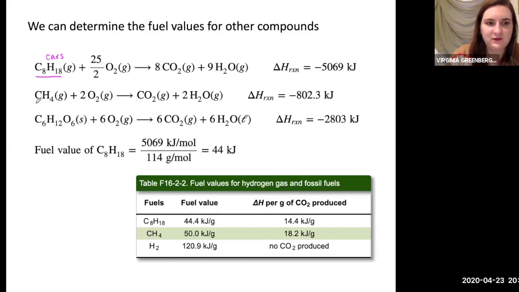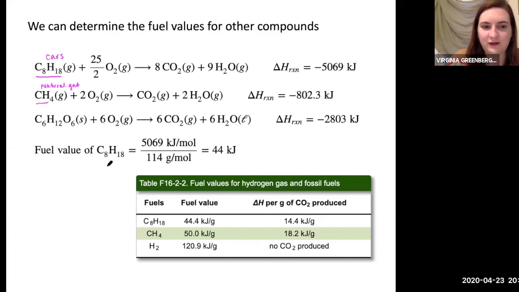And then here we have methane, which is natural gas. And its combustion of 1 mole of methane would generate about 800 kilojoules of heat energy. And then here again, we have sugar, which, as we saw before, gives off close to 3,000 kilojoules of energy for 1 mole.